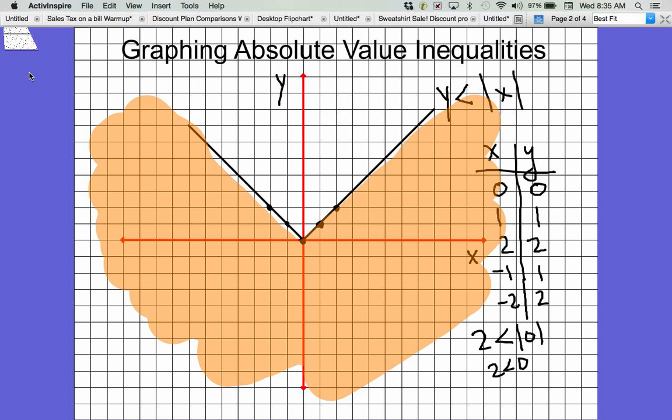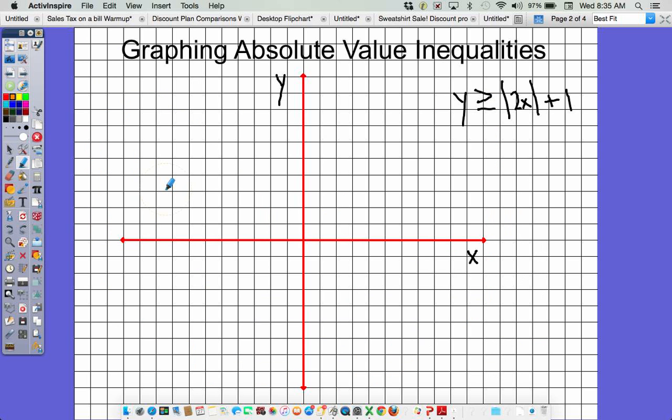Okay, you're going to try two of them right now. You're going to try this one first. So go ahead and pause the video and try to construct that absolute value graph in the next couple of minutes, and then start the video to check your answer.